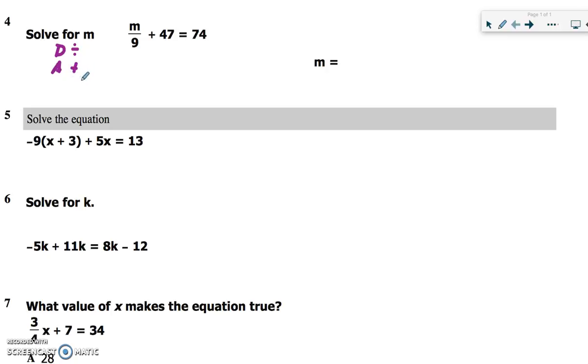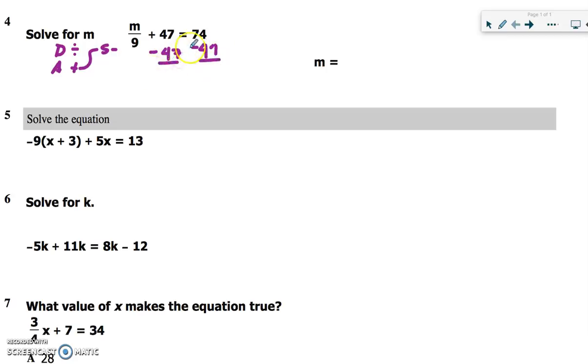Okay, cool. Well, since I don't know what m is, I have to do everything in reverse order and do the opposite operation. So the opposite of addition actually is subtraction. So the first thing I'm going to do to my problem is subtract 47. Oh, we don't divide the 9 first? Nope, not yet. Subtract 47 from both sides.